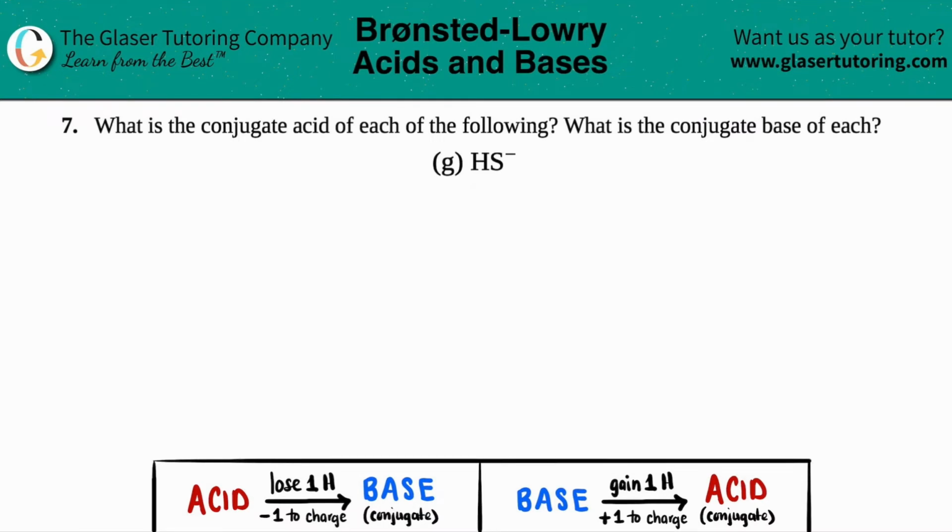Number 7. What is the conjugate acid of each of the following? And then what's the conjugate base of each? And then we have letter G. So in this question, we have to find out what's the conjugate acid and the conjugate base of HS minus.